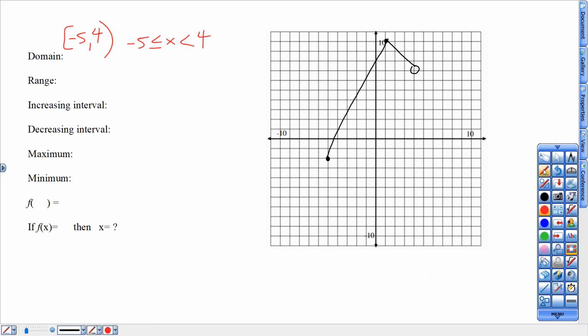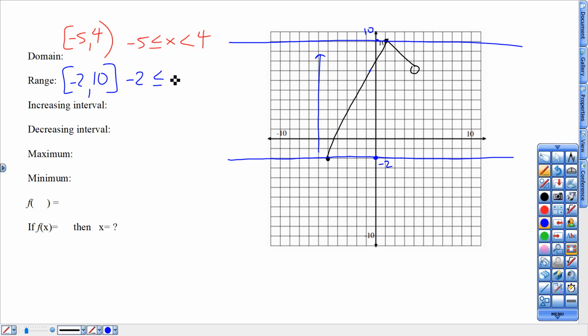All right, here we go, range. Range goes from the bottommost where it's slicing through the y-axis up to the top right up here. I know I have an open spot here, but since I have data here, that's complete all the way up. So that's going to be a square bracket on -2 all the way up to 10 on the y-axis, square bracket. If I wrote that as an inequality, -2 less than or equal to y less than or equal to 10.